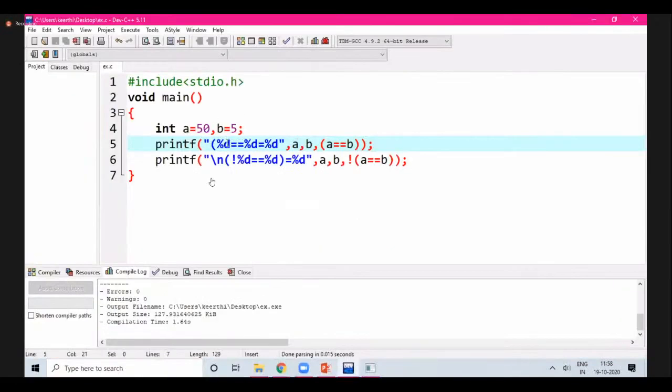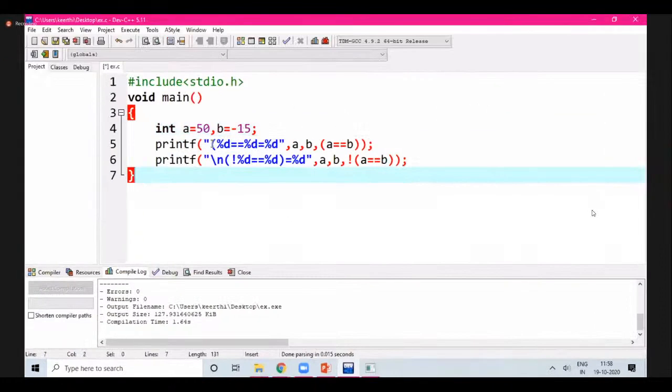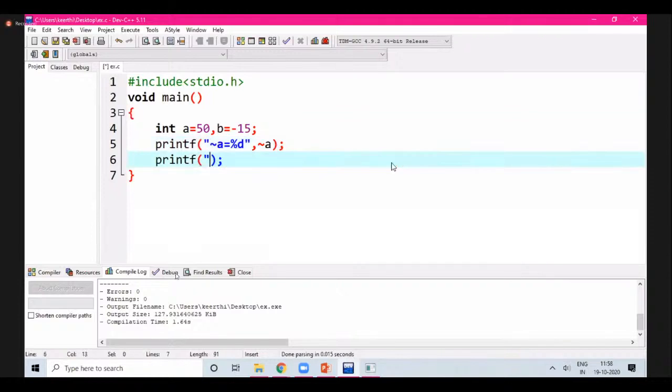So here, let's give an example. I'll show you. Let's give minus 15. So here I'll simply write: complement of A is equal to percent d, comma, 1's complement of A. This is for the positive number I did, the first one. Then slash n, complement of B is equal to percent d, quotations close, comma, complement of B.